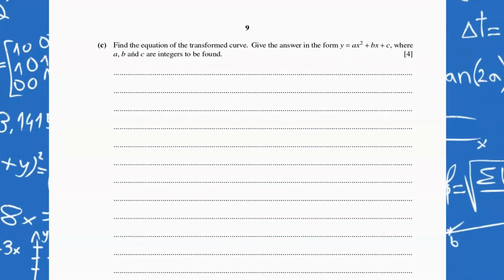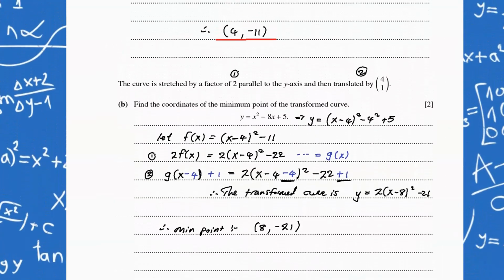It says, find the equation of the transformed curve, giving your answer in the form y is equal to ax squared plus bx plus c, where a, b, and c are integers to be found. Right. So we're going to go back, and you can see here that the transformed curve, we actually had obtained it to be this. All right.